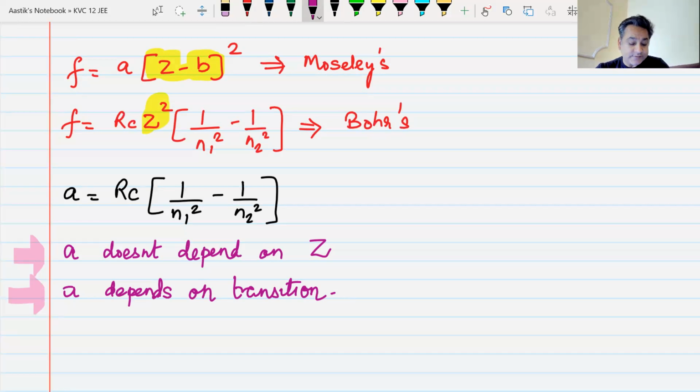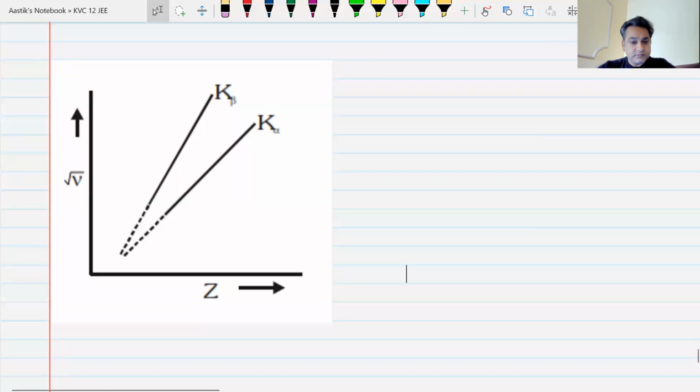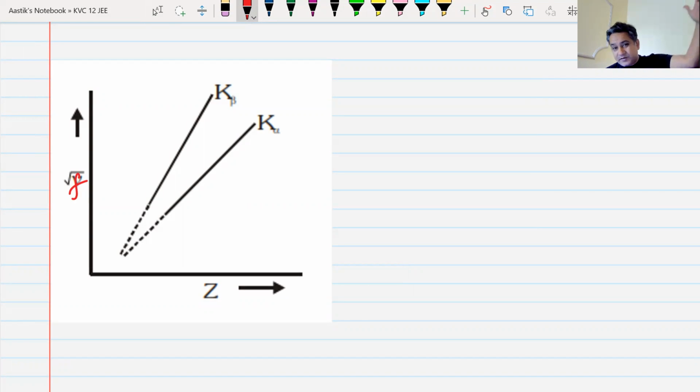Have you noted it down? Now, this revolutionary diagram comes from Moseley's law, and everyone can understand this is a graph between root over frequency and your atomic number Z, and this is how the graph looks. K beta comes on top, then K alpha, and everything else I have already told you about. Yes or no?